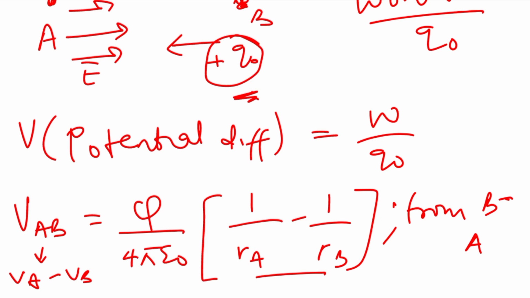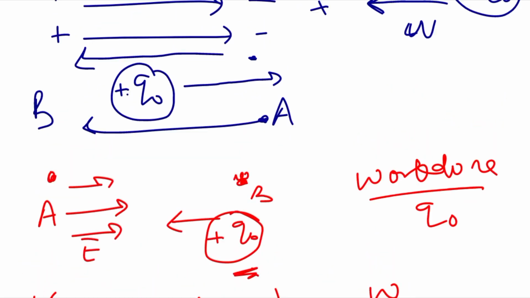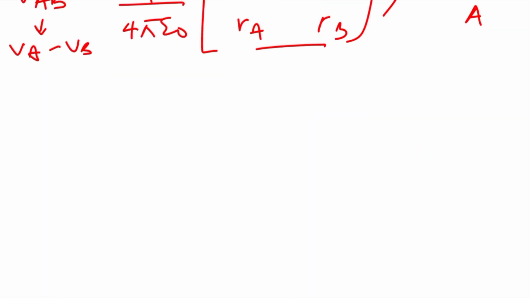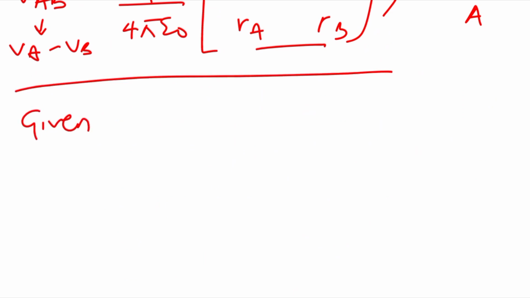So let's look at this problem that we are being given, and let's see what we can do with that formula. The question says that we should determine the absolute potential. Now we are given the distance to be 3 centimeter, and the point charge to be 50 nanocoulomb. So since we are given that, what we need to do here is write down the given. The given here is that R equals 3 centimeter, and then Q equals 50 nanocoulomb.